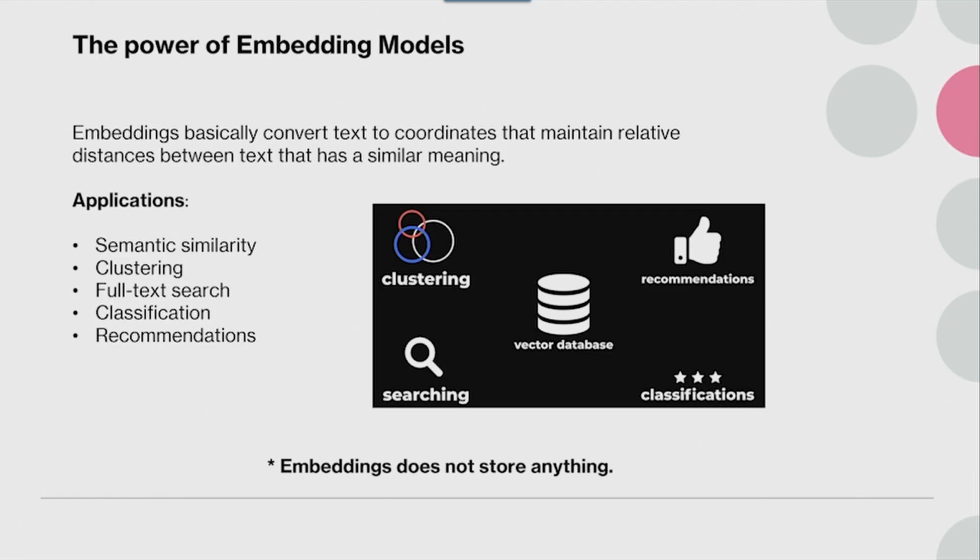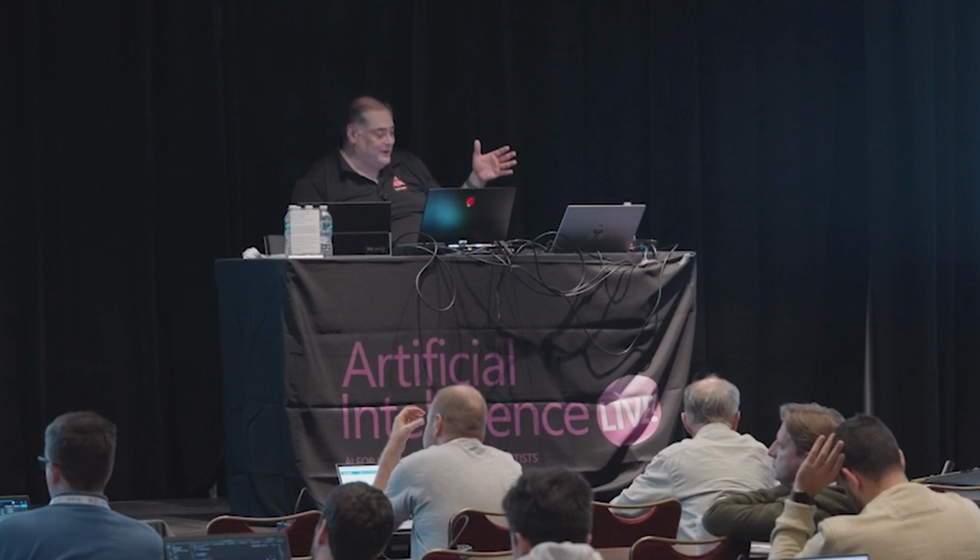So, the power of embedding models. I gave you the big picture about how embedding works, of course, but embedding basically converts text to coordinates, like the 1,536 different floats that I told you about, that maintain relative distance between that text and similarities in the meaning itself. So the applications for that are semantic similarity, clustering, full text search, classification, recommendation, all of that is done this way.